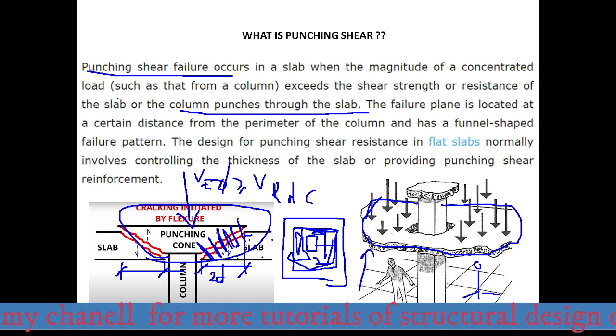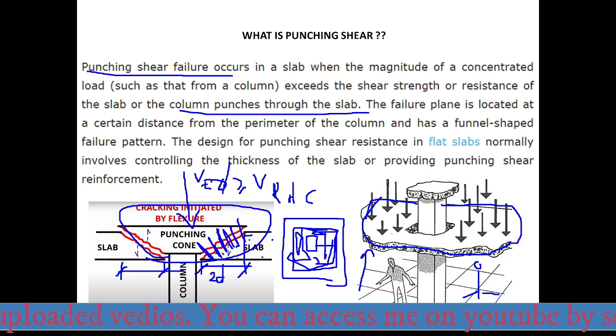So the failure plane is located at a certain distance from the perimeter of the column. That means from the perimeter of the column, it is 2D distance from the face of the column, and it has a fan-shaped failure. That means it has a V-shape, or simply it has a cone-shaped failure pattern.